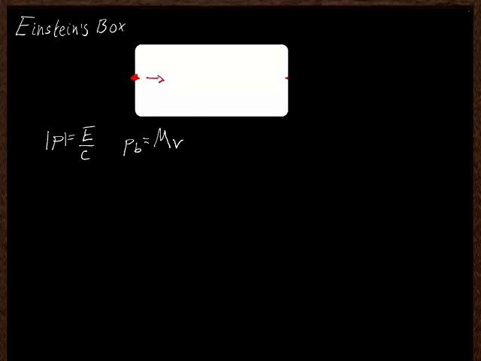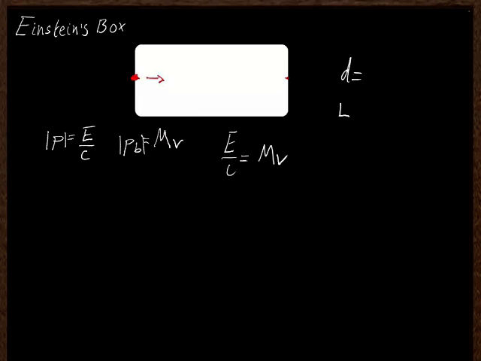Okay, and the sizes of these two momenta, their magnitudes, are going to be equal to each other. So we can say that E over c is equal to mv. The size of the momentum of the photon is going to be the same as the momentum of the recoiling box. So, let's have a think about how far the box and the photon travel.